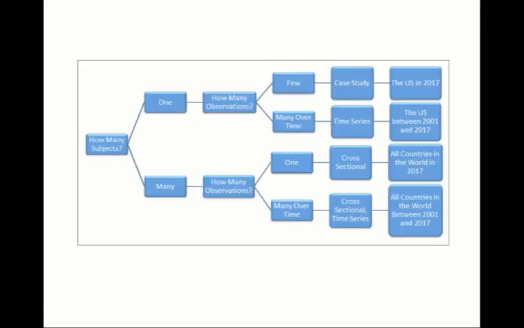This chart here can help you determine what kind of variable you have. If your variable only applies to one subject and you only have a few observations for that subject, then you have a case study. An example of this would be studying democracy in the U.S. in 2017. There would only be one subject, the U.S., with a couple of observations in 2017.